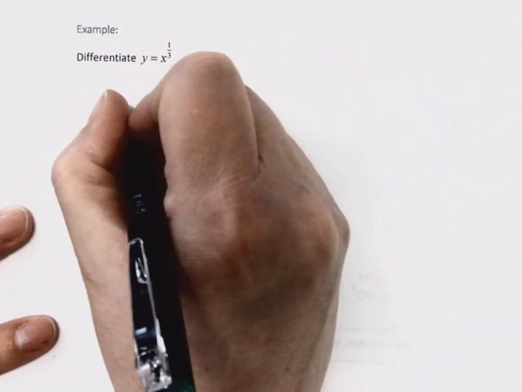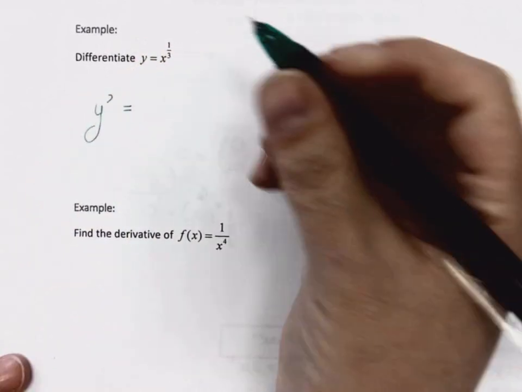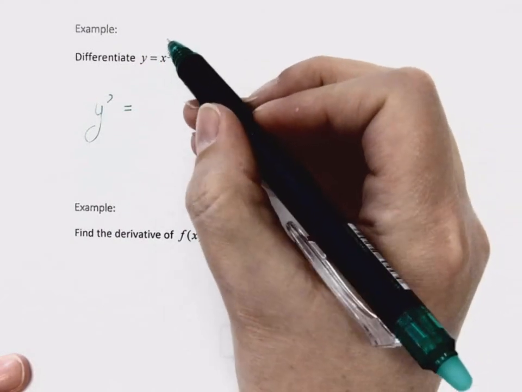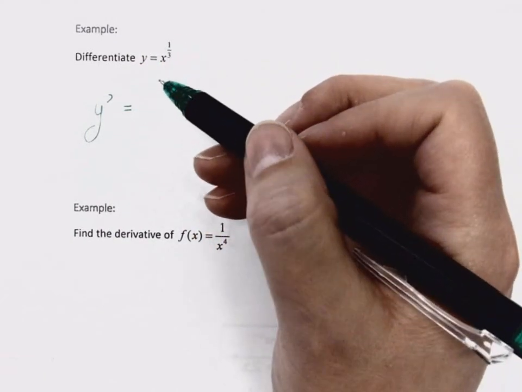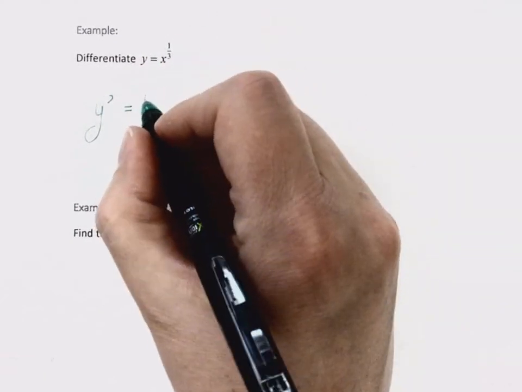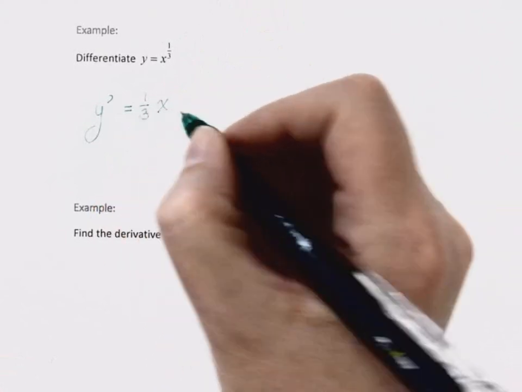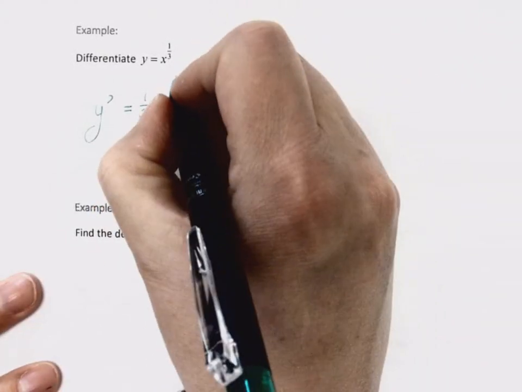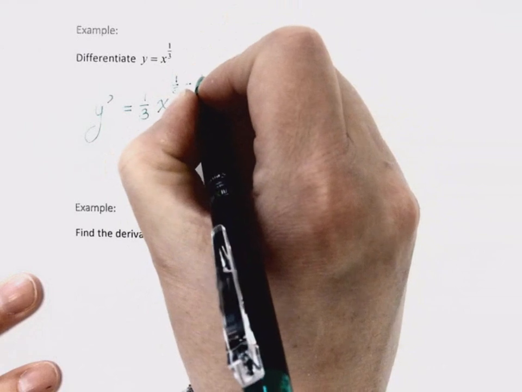So y prime is equal to, what happens to the exponent? It gets pulled out front, so now it's a coefficient. We keep the x, and then I'm going to actually do the math here, minus 1.